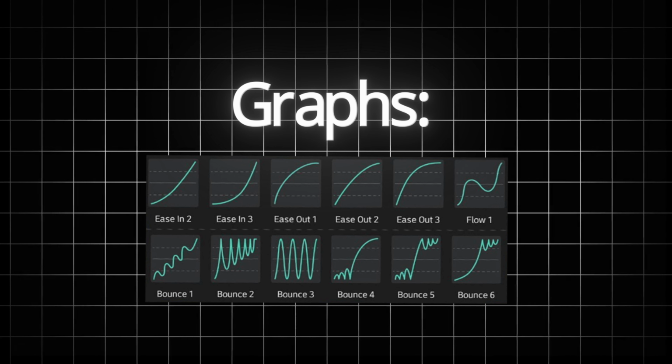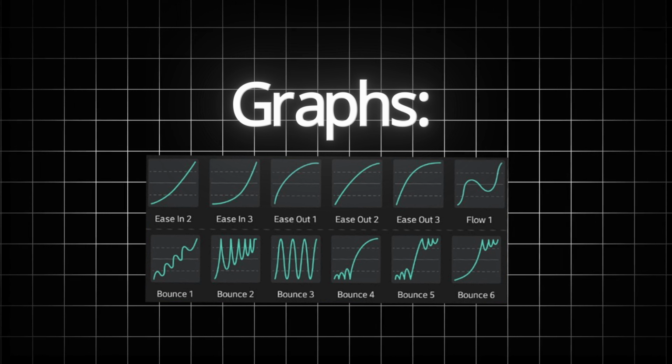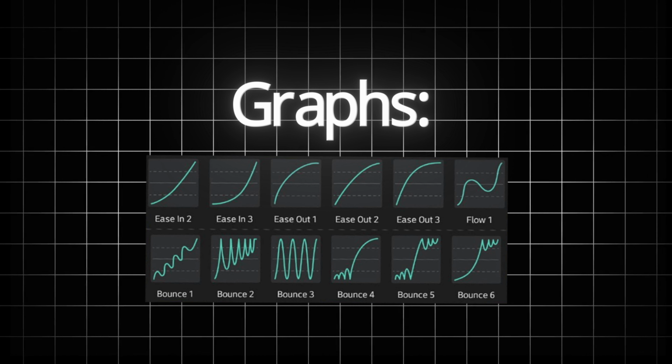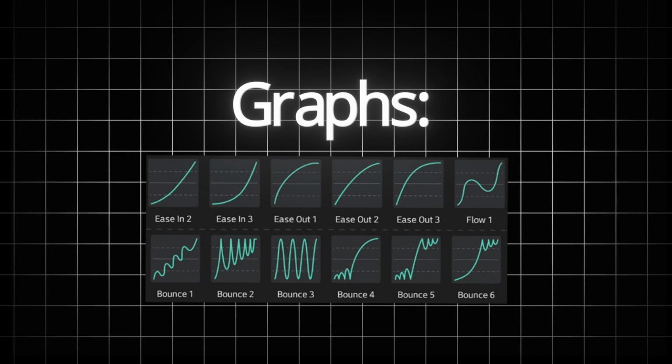And also make graphs. Graphs is really important, because then you can make a transition longer and make it, for example, fast in the end, or make it fast in the beginning and then slowly end. That creates movement, and that's really important in the edits.